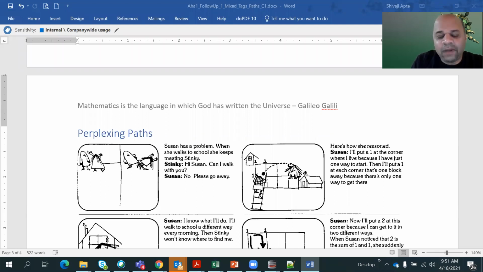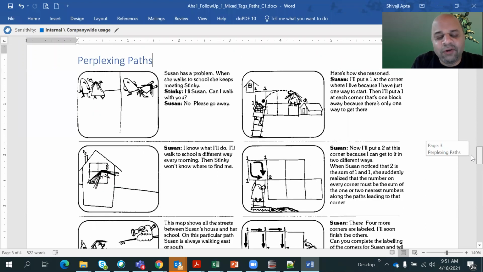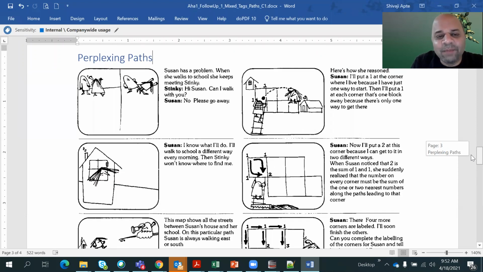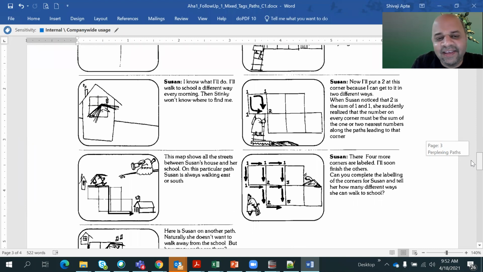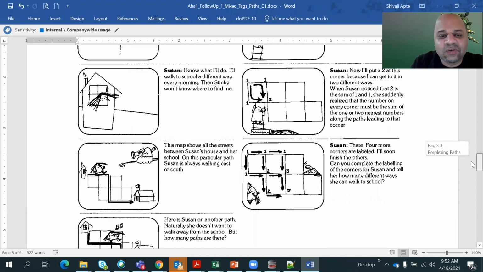Perplexing paths is a very simple puzzle, but it can get complicated to calculate. So what is the problem? Suzanne walks to school every day and she keeps bumping into Stinky. Stinky says, I want to walk with you to school, and Suzanne is not interested. She said, no, go away. But because he keeps bumping into her every day, she says, okay, here is what I will do. Every day I will take a slightly different path to go to school, not completely different. Say my school is in Bangalore. I will reasonably take a path which is the shortest, but I will not go, say, 2 kilometers away from my house and then come back, etc.